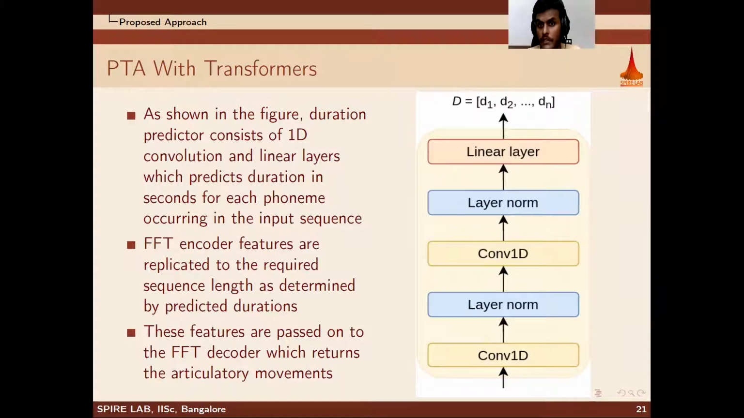Now once the durations are obtained, the encoder outputs are replicated at each position by the number of times required by these durations. So after this operation, we'll have a sequence length that ideally would represent the actual ground truth articulatory movement length.